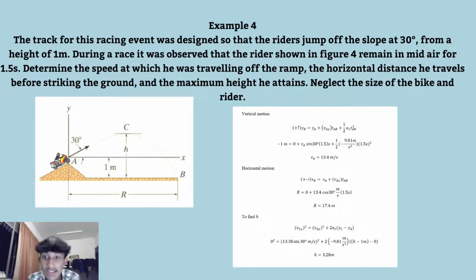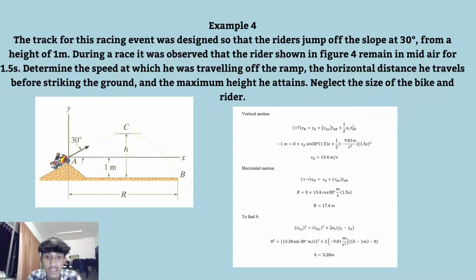For example 4, this is the question. The track for this racing event was designed so that the riders jump off the slope of 30 degrees from a height of 1 meter. During a race, it was observed that the rider shown in figure 4 remained in mid-air for 1.5 seconds. Determine the speed at which he was traveling off the ramp, the horizontal distance he travels before striking the ground, and the maximum height he attains. Neglect the size of the bike and rider.